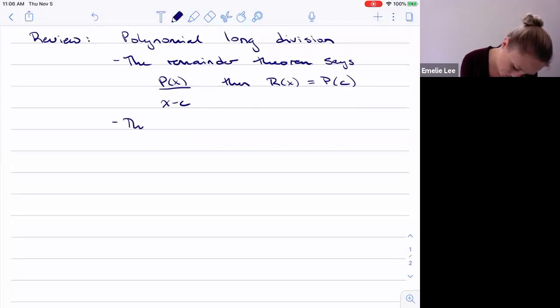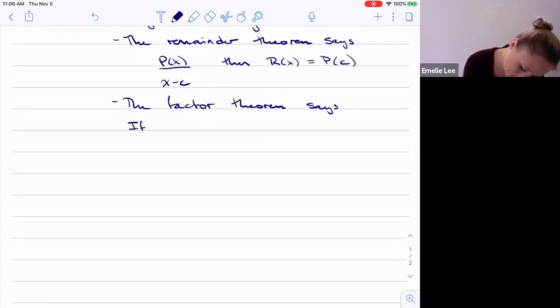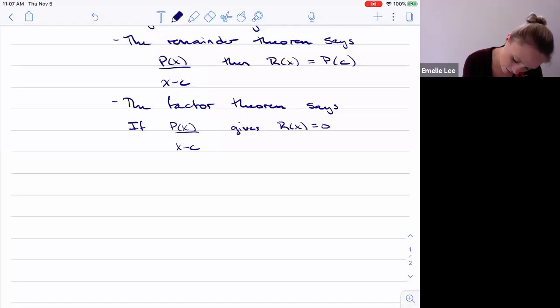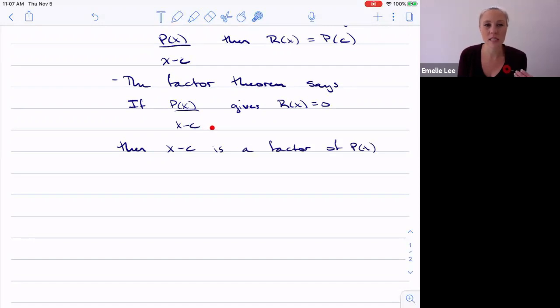The factor theorem says that if the remainder is 0, so if we have p of x over x minus c, and the remainder r of x is equal to 0, so no remainder, then x minus c is a factor of p of x. It means you were able to divide out x minus c cleanly, because the remainder is 0.